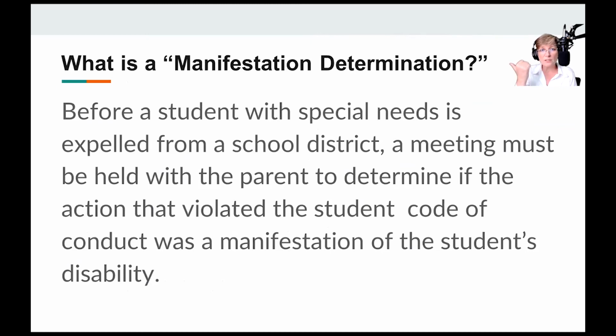So let's go ahead and talk about what a manifestation determination is. When you hear those words, what it means is, did the student's action that got him into trouble, was it a direct relationship of the student's disability? Now, before a student with special needs is expelled from a school district, a meeting must be held with a parent to determine if the action that violated the student code of conduct was a manifestation of the student's disability.